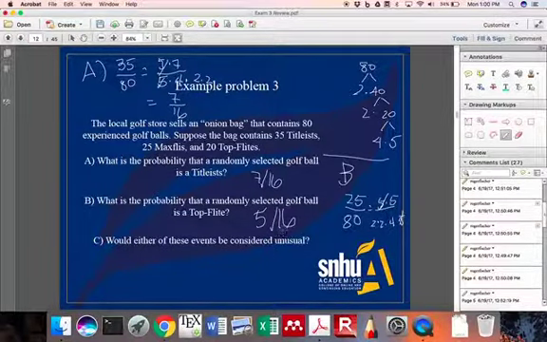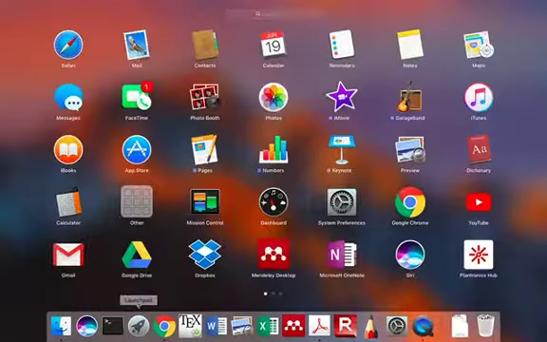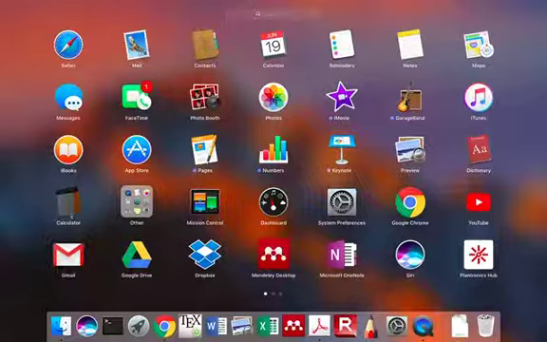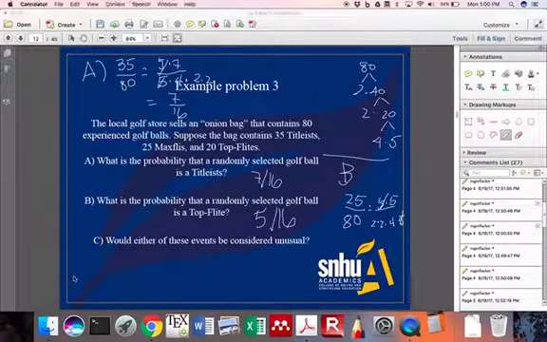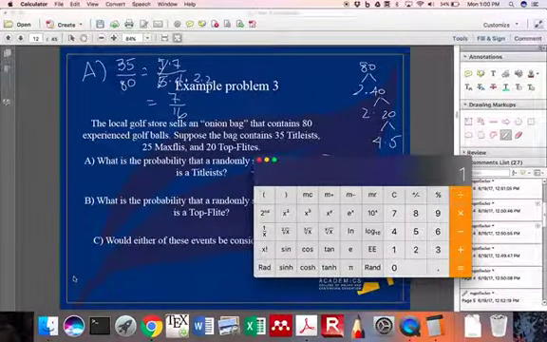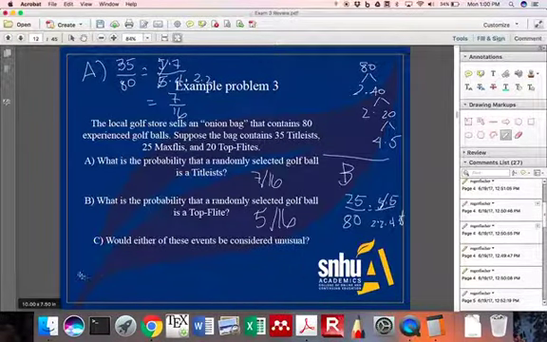Now, would either of these events be considered unusual? Well, remember the definition our book uses of unusual is less than 5%, less than 5 out of 100 times, less than 0.05, however you want to say it. So now at this point, it's reasonable to get out a calculator. 7 divided by 16, that is less than, no, that's like almost 0.5, so we would not consider that unusual. A, not unusual.